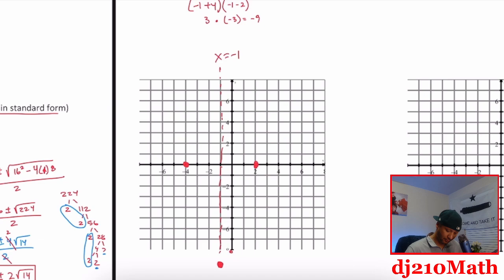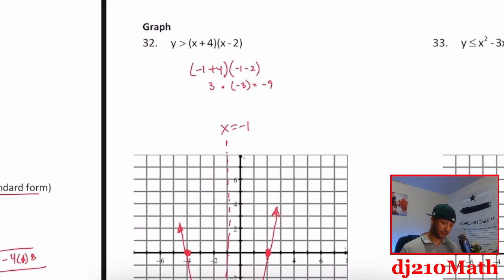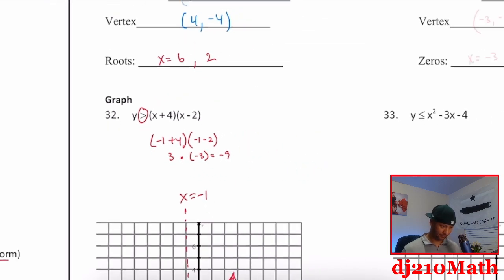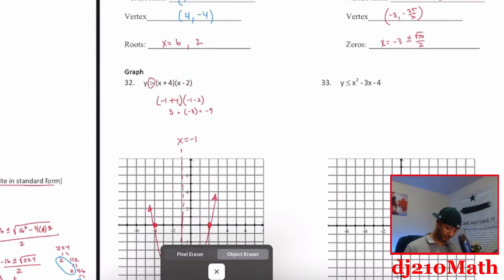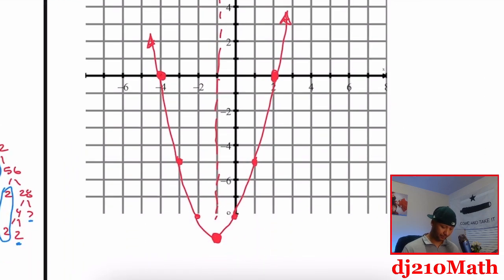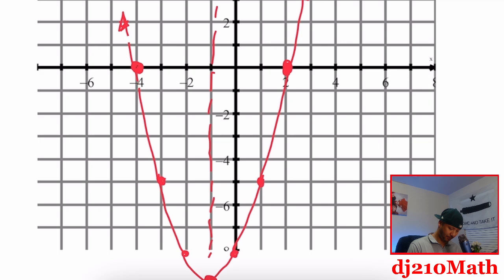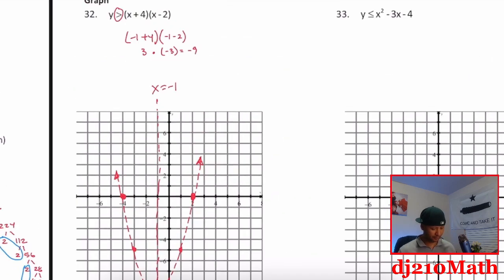Start graphing. All right, so in fact, it needs to be a dotted line. I can cheat a little bit. We'll just make it dotted. All right, it's dotted. There you go.